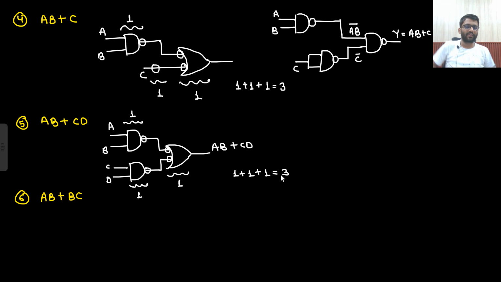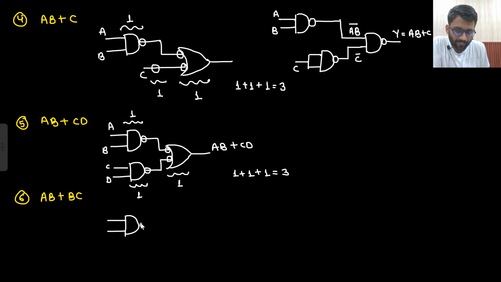Try doing the next one on your own. AB plus BC. How many gates will be required? Pause the video and write down your answer. 3 gates, right? Which form is that? Sum of product. Do not change the form. This is also an AND gate, right? This is an AND gate only. A similar structure will be there.